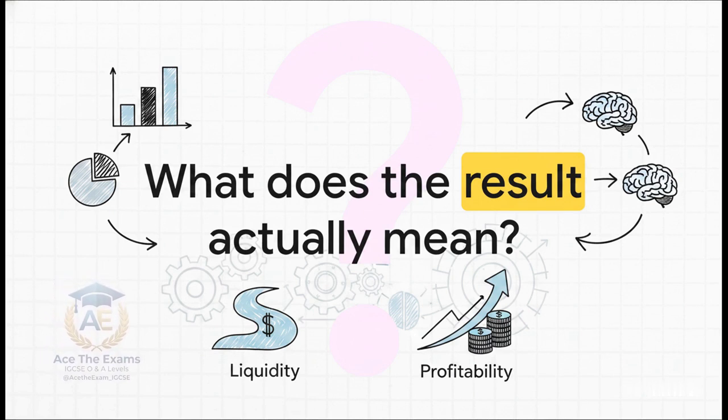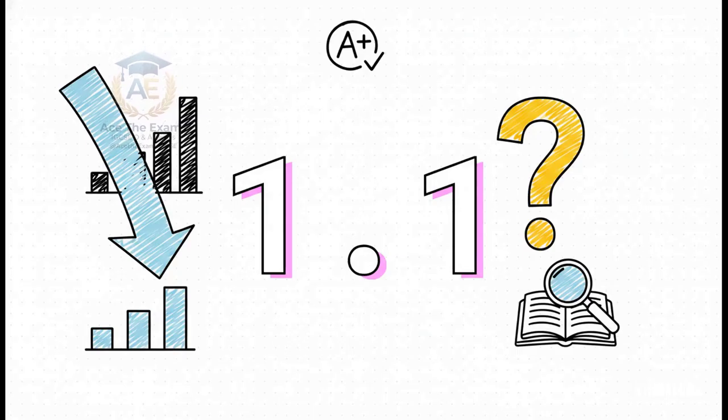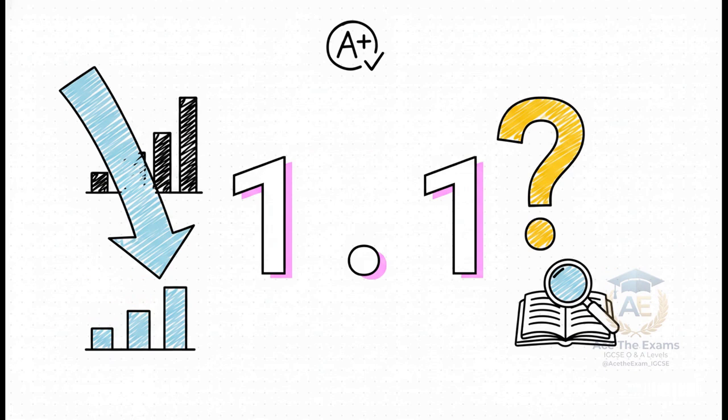To capture those Assessment Objective 3 evaluation marks, which is truly what separates the A grades from the A stars, you've got to shift your mindset. You're no longer merely recording numbers, you are actively functioning as a financial analyst. Let's look at a practical example of this. Imagine a scenario where a business's current ratio has drastically fallen from a very healthy 2.5 to 1 all the way down to 1.1 to 1.